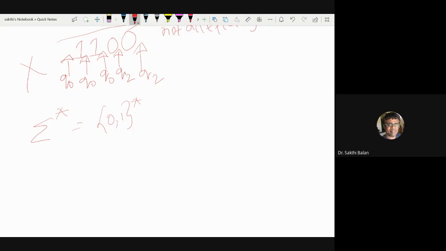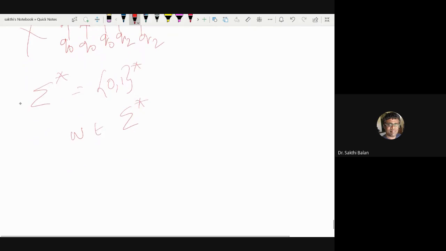Now whatever string that I take from sigma star, that is W from sigma star, there are only two cases. One case, W is accepted by the FA. The second case is W is not accepted by the FA. So these are the only two cases you will have, right? You take any string over the alphabet sigma, there are only two cases. One, it is accepted by the FA, and the other which is not accepted by the FA.